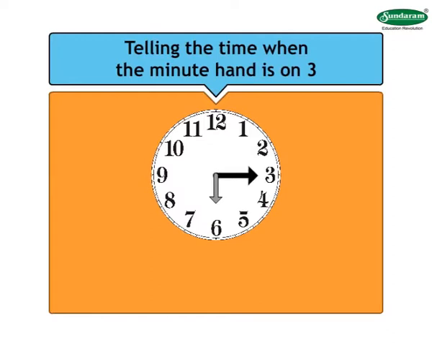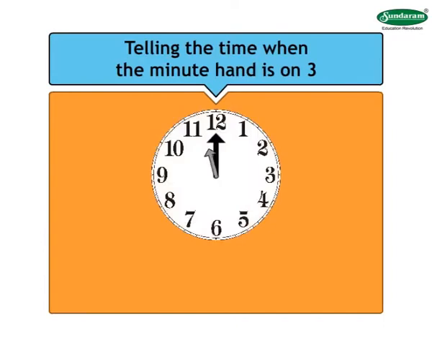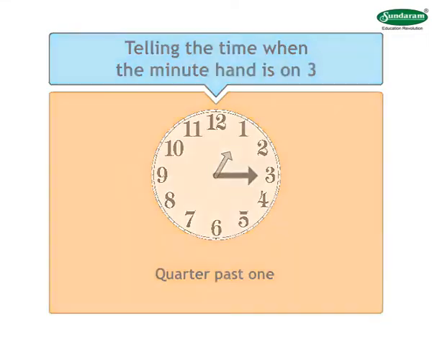The time in this clock is 6:15. In this clock, the hour hand has passed 9 and the minute hand is on 3. Therefore, the time in this clock is 9:15. And in this clock, the hour hand has passed 1 and the minute hand is on 3. Hence, the time in this clock is 1:15.